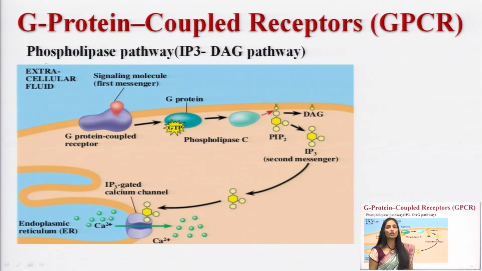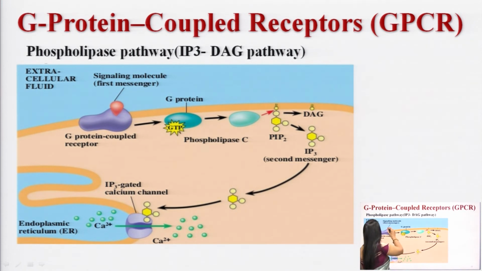And next one is the phospholipase pathway. So, what is the phospholipase pathway? The phospholipase pathway is the second pathway of a G protein coupled receptor. So, if you see here students, in the same way GDP is replaced by GTP, and now we will see how the phospholipase pathway gets activated.